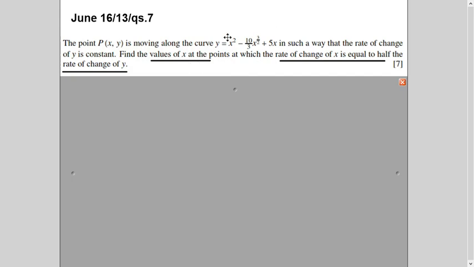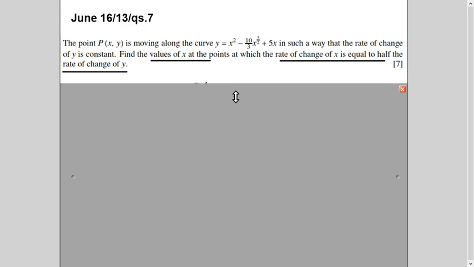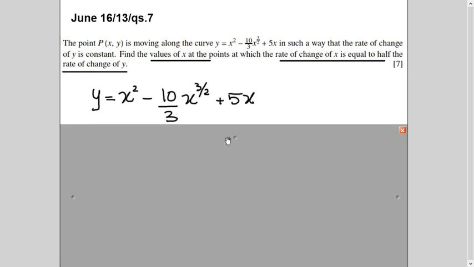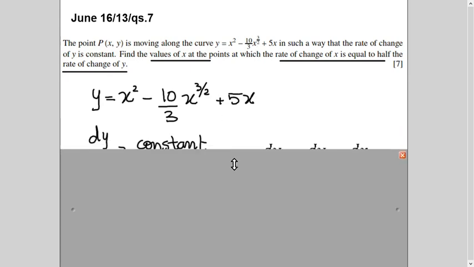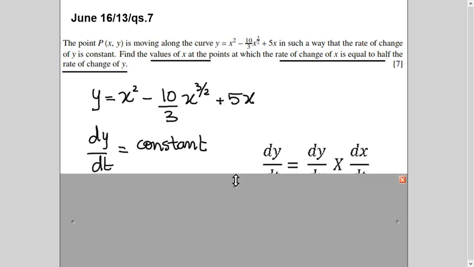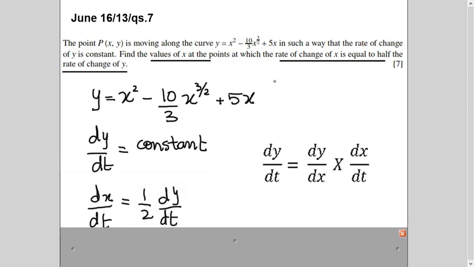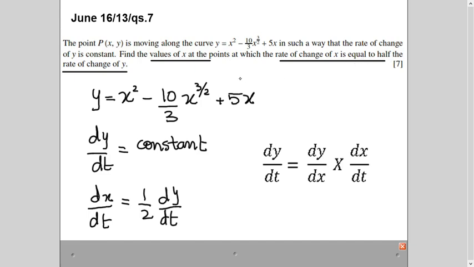So let's write all this information in mathematical form, because words usually confuse the students. You also have to start putting it down like this, so it will make more sense to you. First of all, write down the equation which is given to you, right? Then the second piece of information is that dy/dt equals a constant. This information is given to you. And then the last line is saying the rate of change of x, which means dx/dt is what? Half the rate of change of y. So that's why I've written dx/dt equals half dy/dt.